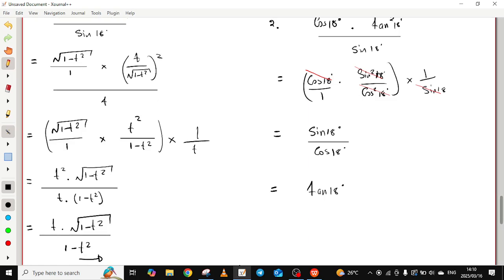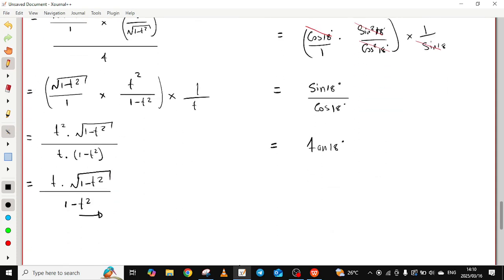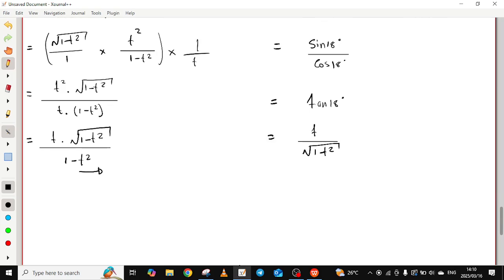Okay, now let's go to our diagram. Tan is opposite over adjacent, so tan is t all over the root of 1 minus t squared. So let's write that down. Tan is t divided by the root of 1 minus t squared. Okay, let us compare our solutions. Are they the same? Interesting. Are our solutions the same?